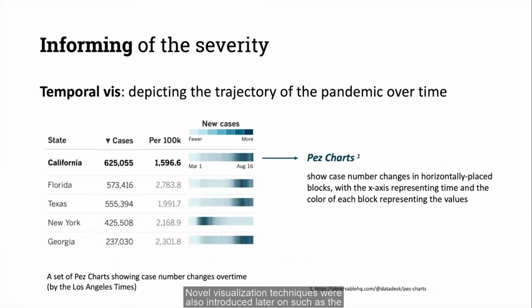But novel visualization techniques were also introduced later on, such as the path charts, the growth charts, and the use of temporal event alignment. The path chart shows the case number changes in horizontally placed blocks, with the x-axis representing time and the color of each block representing the values. When stacking multiple horizontal series together, it is easier to compare trends across multiple regions.